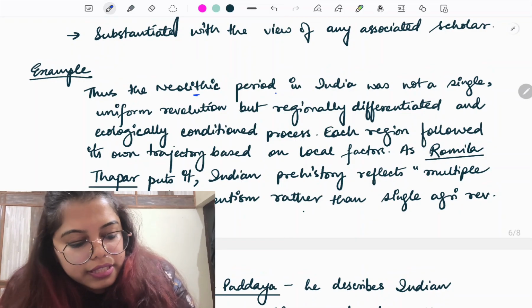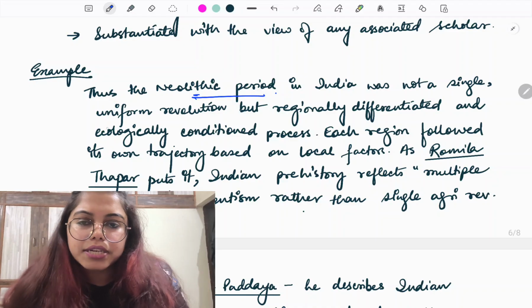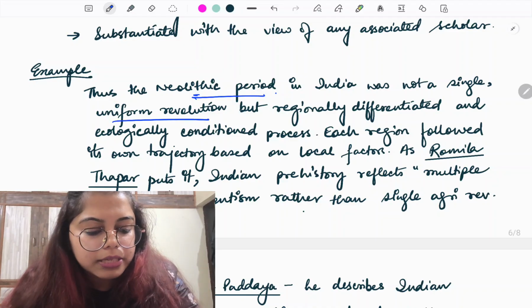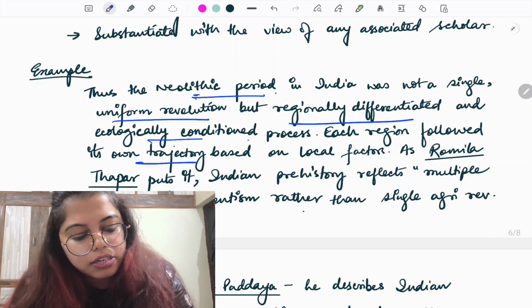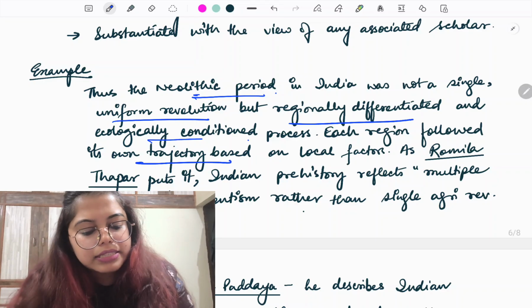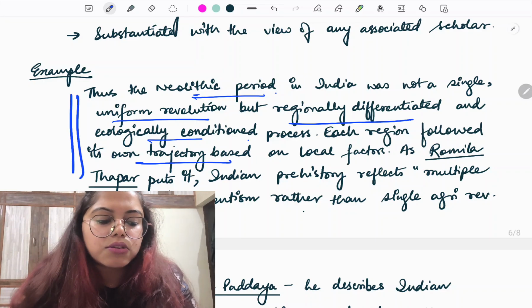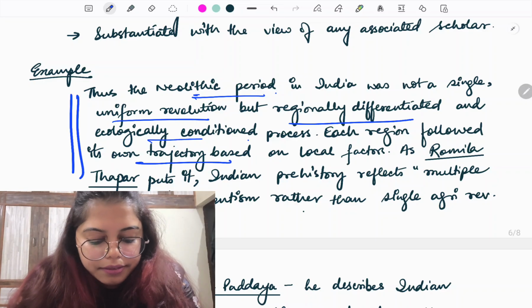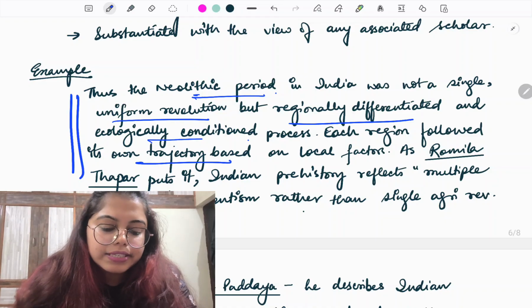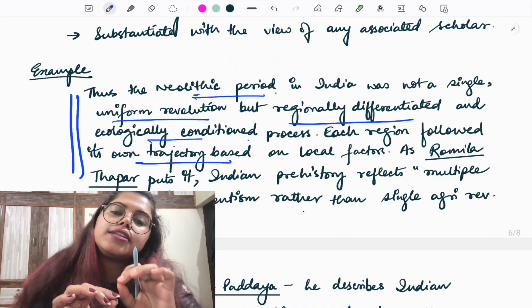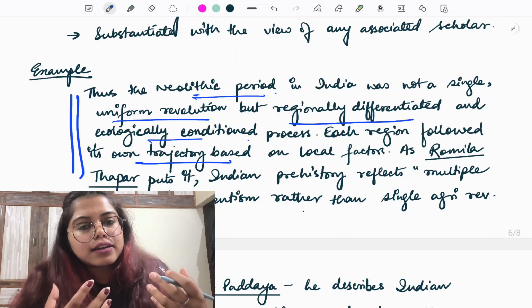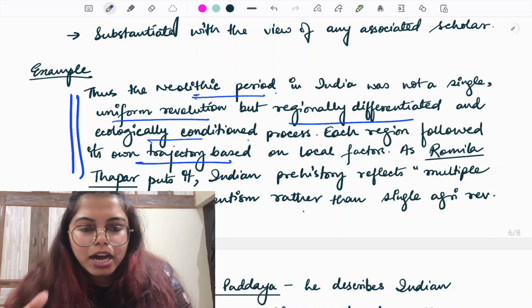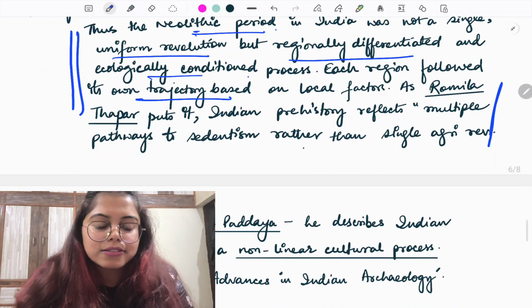Now, thus the Neolithic period in India was not... so what we are doing is we are summarizing. For example, the Neolithic period in India was not a single uniform revolution, but a regionally differentiated and ecologically conditioned process. Each region followed its own trajectory based on local factors. Adhering to the word limit, you can definitely shorten it even to one simple sentence. The more you write, the more you are going to understand the art of answer writing. Okay, how to summarize, how to be precise.